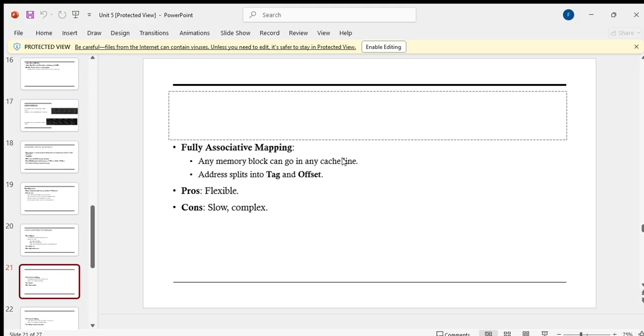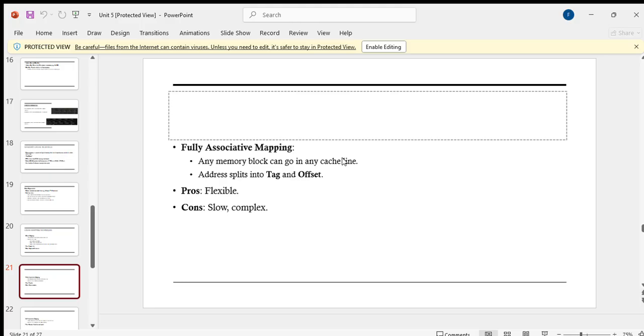Think of it like a complete open parking lot where you can park your car's memory, the cars being the memory blocks, in any available space, the cache line. For example, you go to a market and you drive your car and you see some isolated space, you can go there and park because that site is a market site. That's what we mean. Any memory block can go in any cache line.